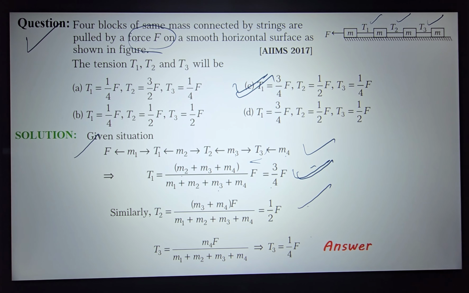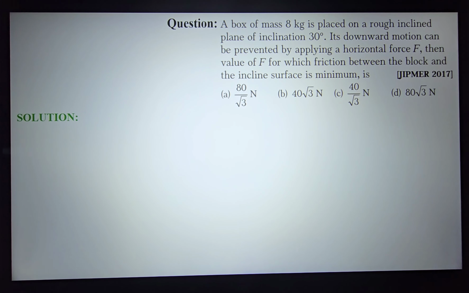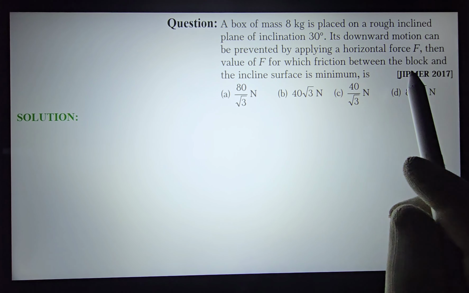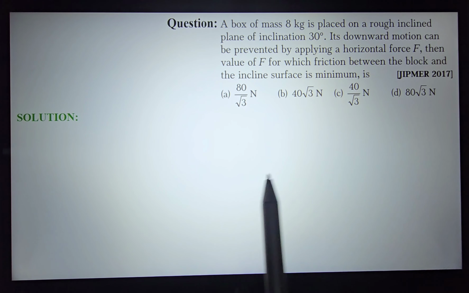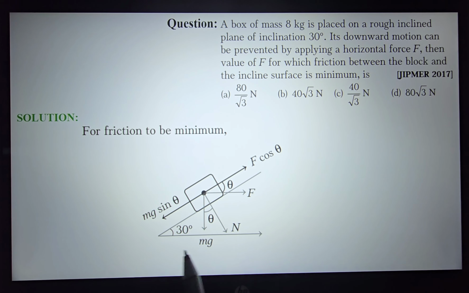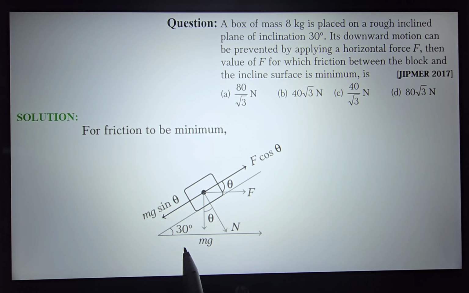Okay, now see the next problem. In this next problem, a box of mass 8 kg is placed on a rough inclined plane of inclination 30 degree. Its downward motion can be prevented by applying a horizontal force F. Then the value of F for which the friction between the block and the inclined surface is minimum is, how to calculate this? First you have to draw the diagram, because without drawing the diagram you cannot solve this problem. So the diagram is like this: 30 degree inclination as per the requirement of the problem.